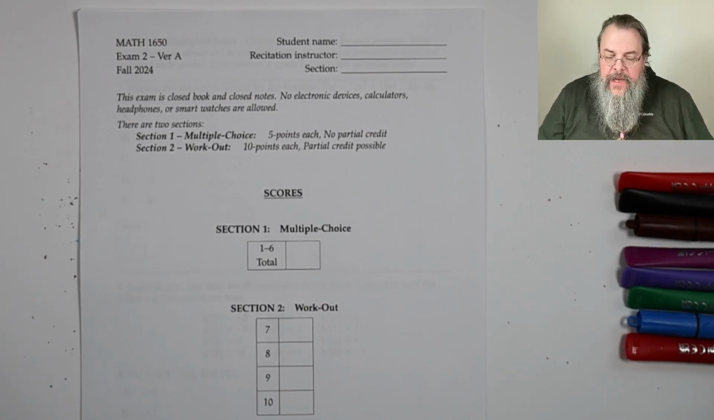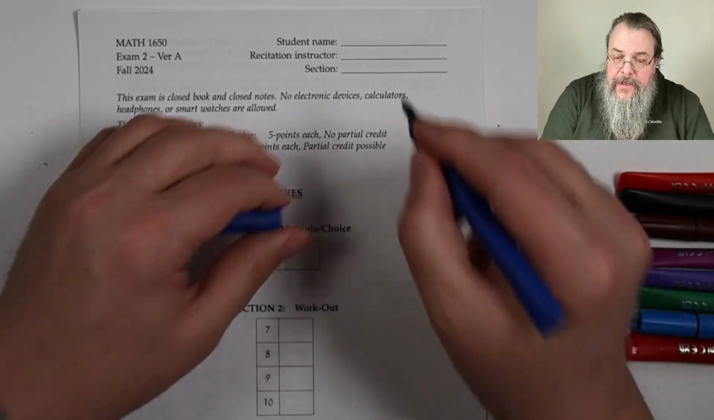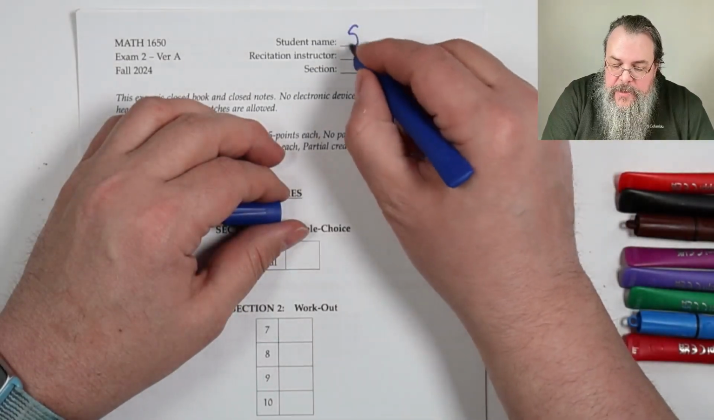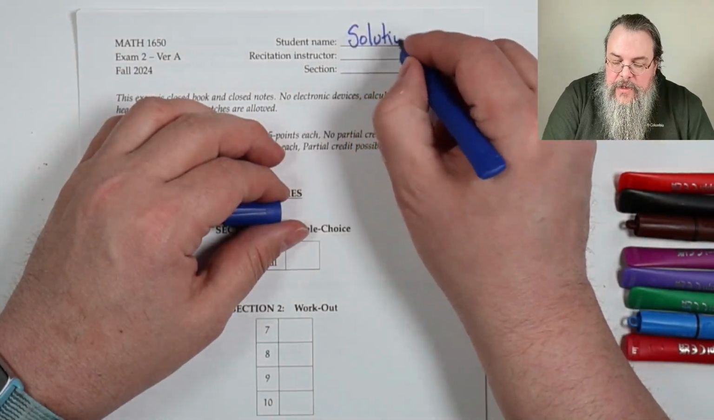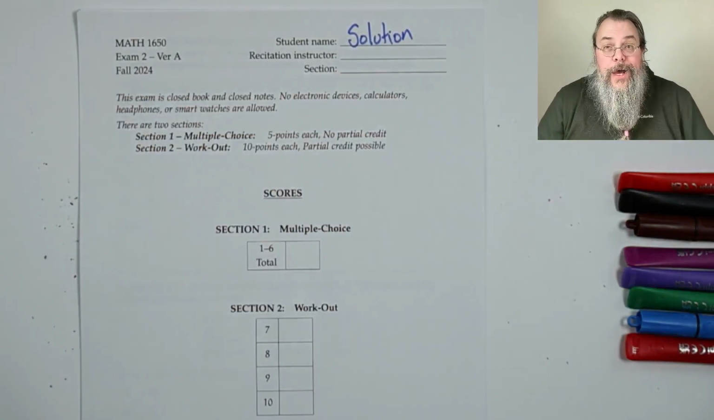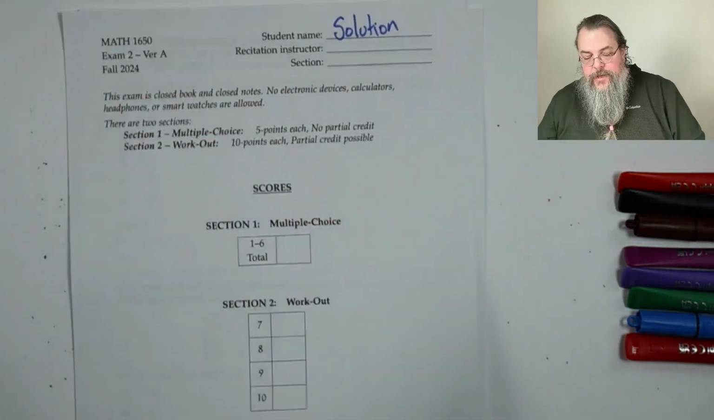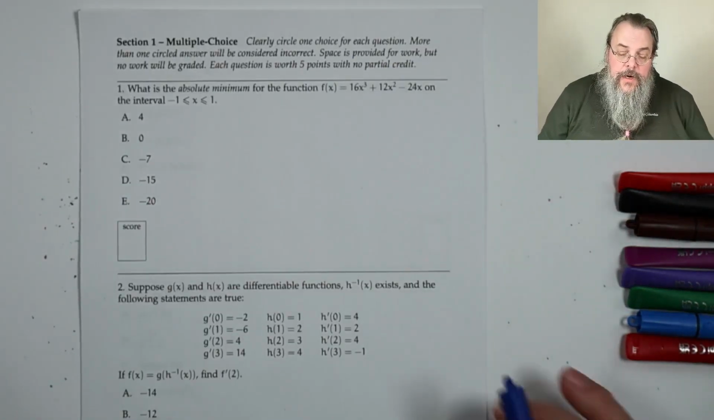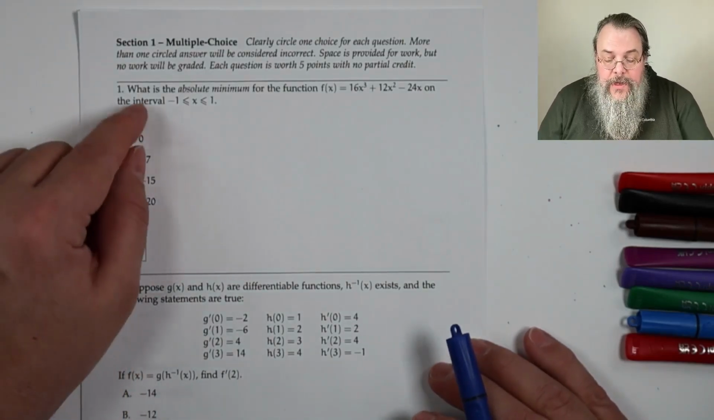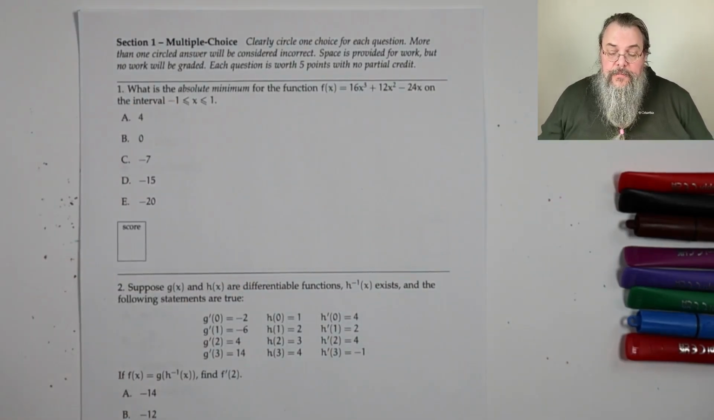Getting into that multiple choice. Life is good. And of course, as always, if we want credit, make sure you put your name on it. And so, with that out of the way, we're ready to begin. Okay, let's find out. We're in our multiple choice to begin. What is the absolute minimum?